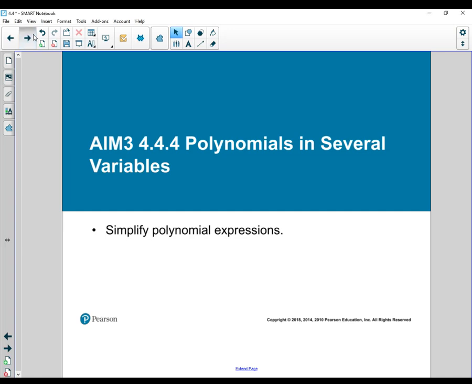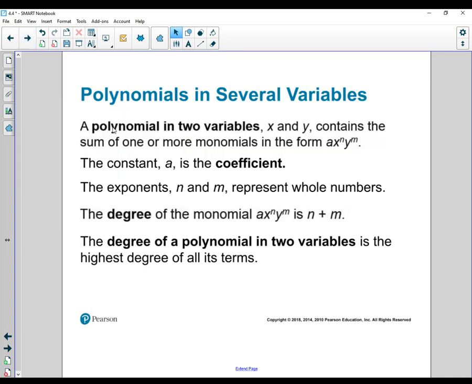When you have more than one variable. Alright, so a polynomial in two variables, x and y, contains the sum of one or more monomials of the form a x to the n y to the m, so just like 3x squared y to the fourth, whatever, right? Constant a is the coefficient, exponents n and m whole numbers, right?